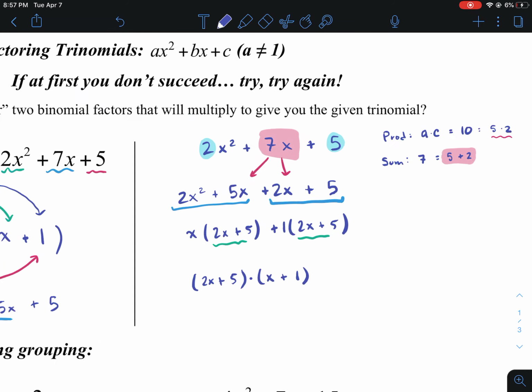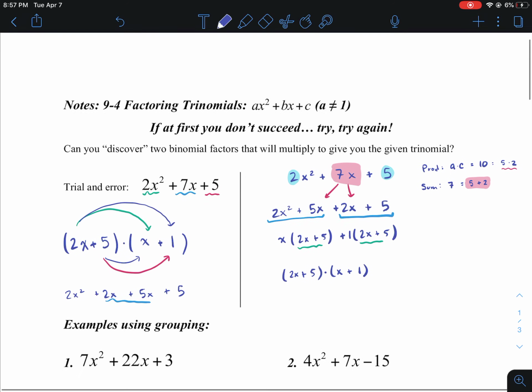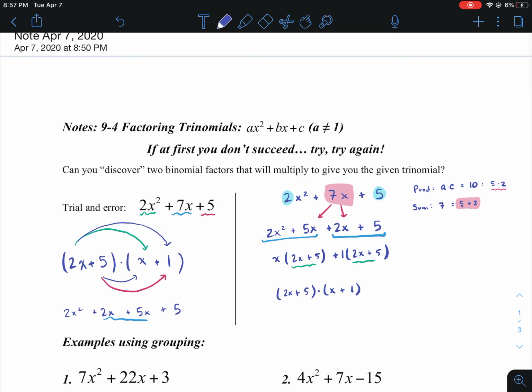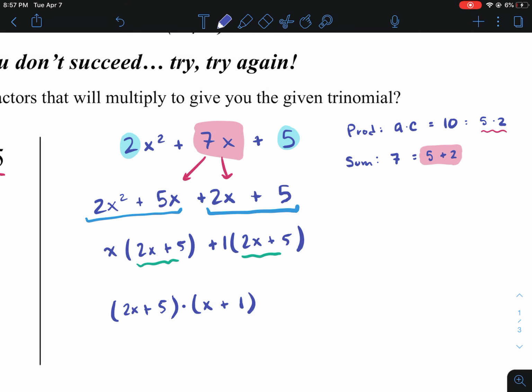Okay, so quick recap. Yes, we can guess and check, trial and error, but we can also use grouping, right? And the way we do that is we start with a product of a times c, a being our first term, our coefficient of x squared, and c being our constant. So in this case, 2 times 5 is a product of 10. So we want the two numbers that give us a product of 10 and a sum of our middle term 7. So those numbers are 5 and 2.